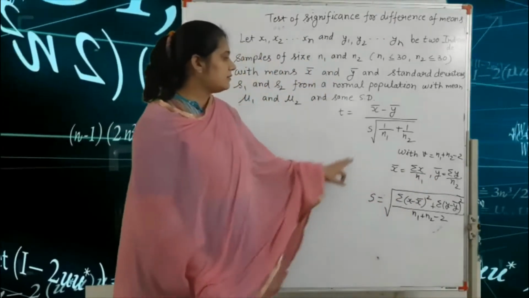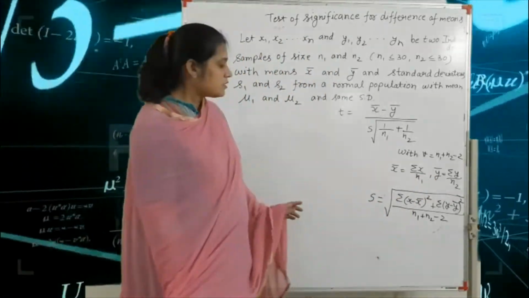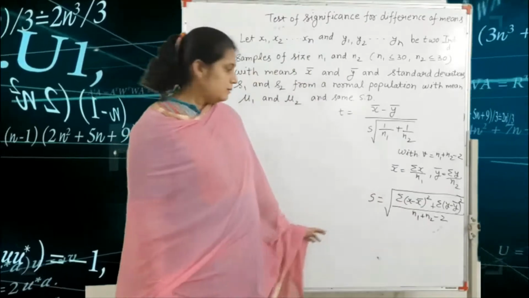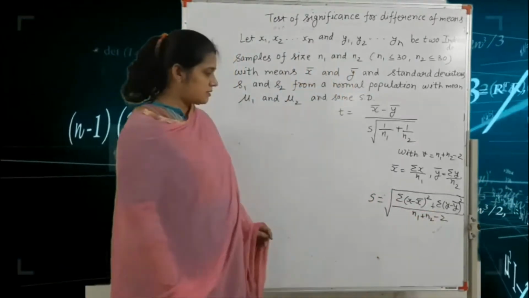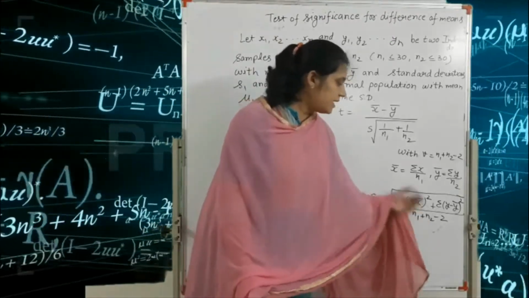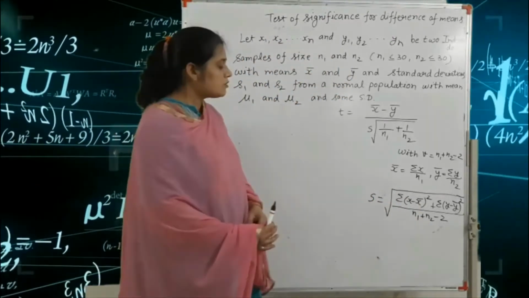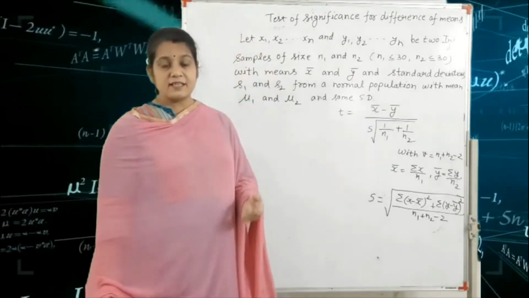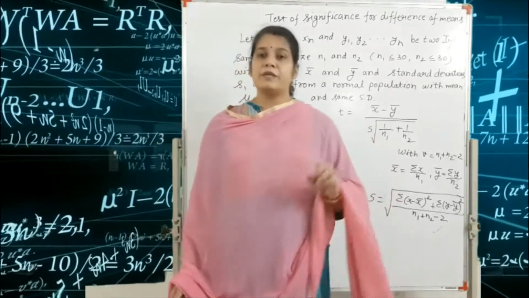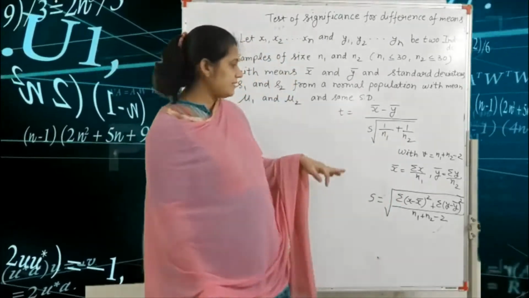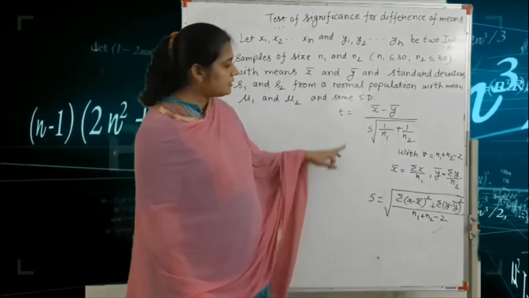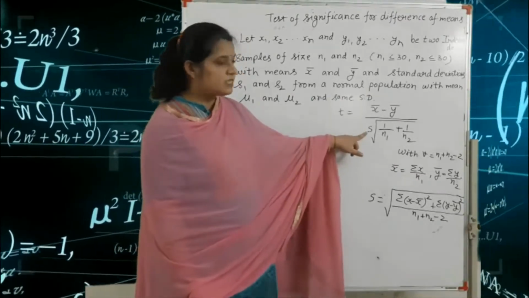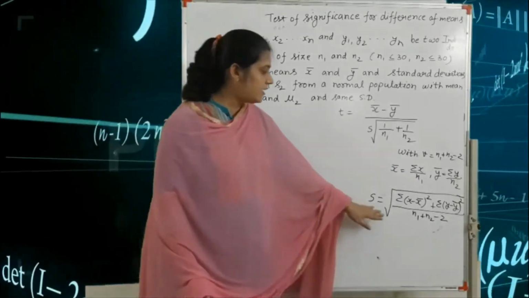Here we find the value of s. So s is equal to the root of summation of x minus x bar whole square plus summation of y minus y bar whole square, divided by n1 plus n2 minus 2. This is the formula of s, and this is the formula of the T student test. If the two standard deviations are not given in the question, we use s, and we find the value of s with this formula.